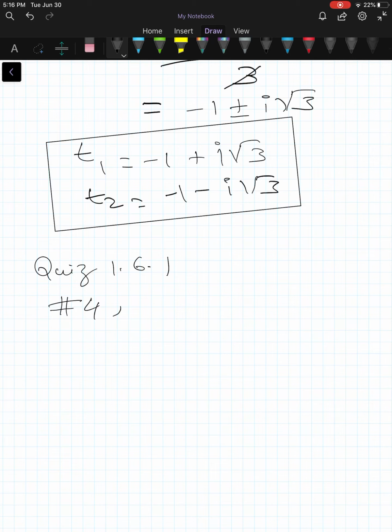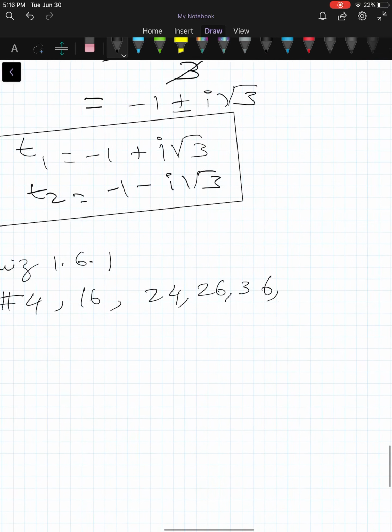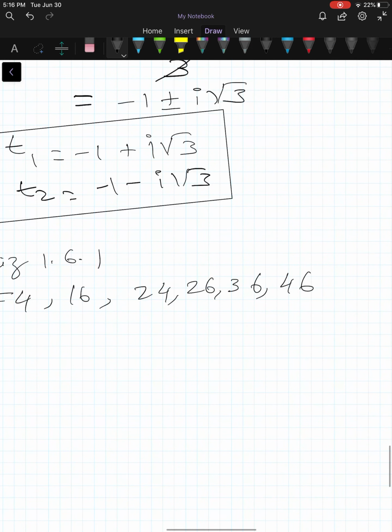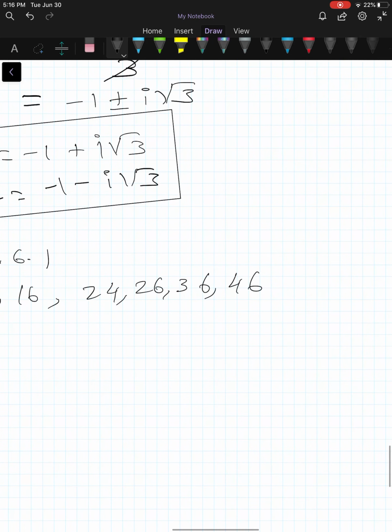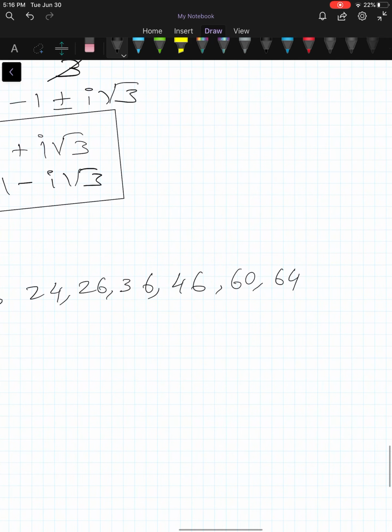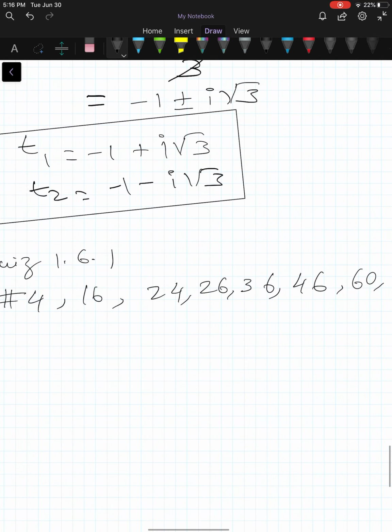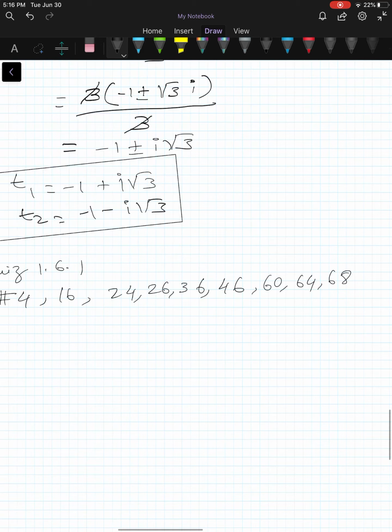So this would be problem numbers 4, 16, 24, 26, 36, 46, 60, 64 and 68. So all these are quiz problems. This will be kind of a test or revision of whatever we talked about till now.